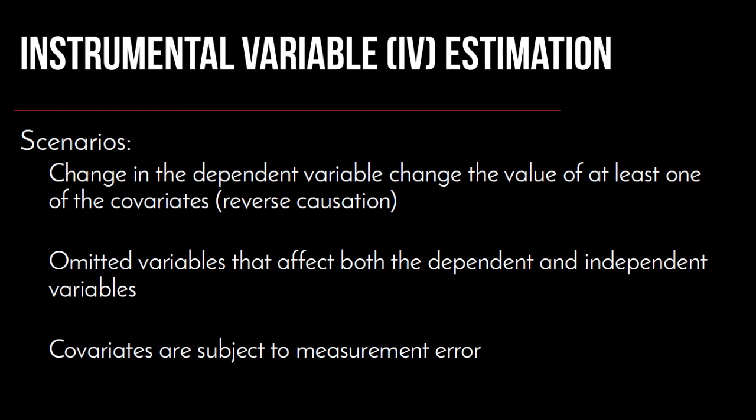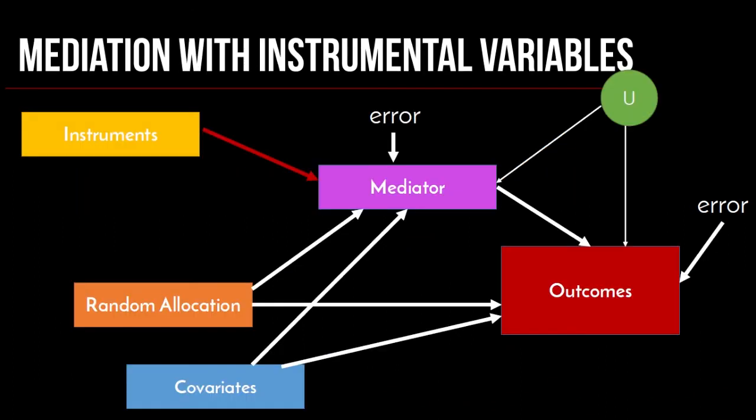reverse causation. Another scenario where we'd want to use instrumental variables is where there may be omitted variables, variables that we haven't measured, that affect both the dependent and independent variables, and when covariates are subject to measurement error as well.